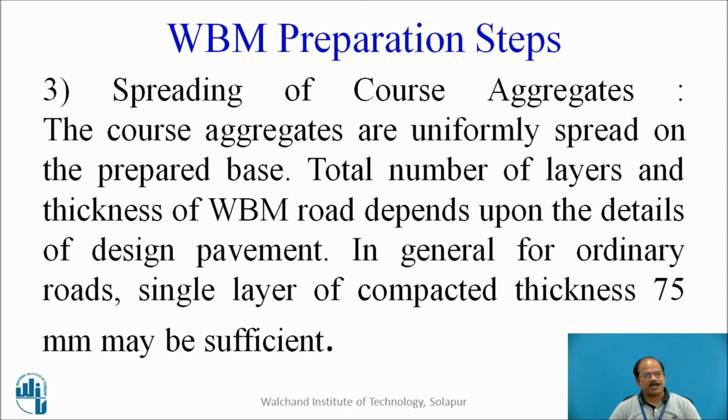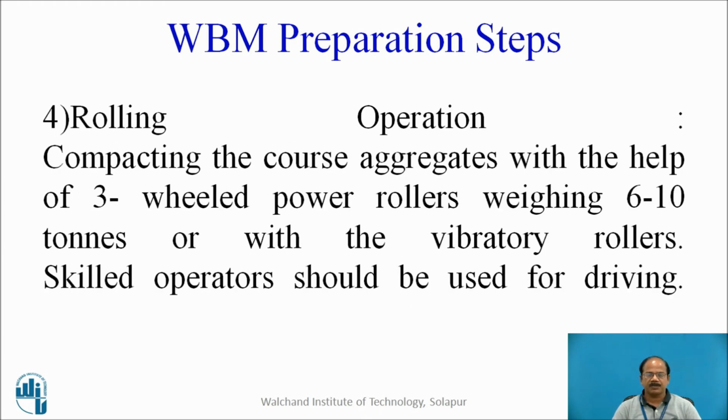Waterbound macadam preparation step number 3 consists of spreading of coarse aggregate. The coarse aggregates are uniformly spread on the prepared base. Total number of layers and thickness of waterbound macadam road depends upon the details of design pavement. In general, for ordinary roads, single layer of compacted thickness of 75 mm may be sufficient, while for the special roads, this may keep on increasing.